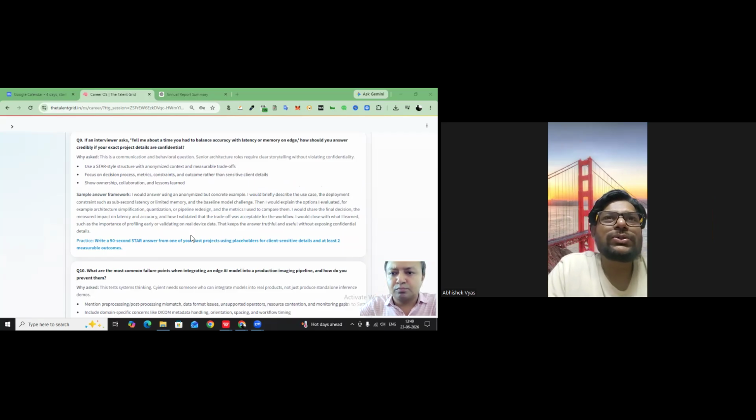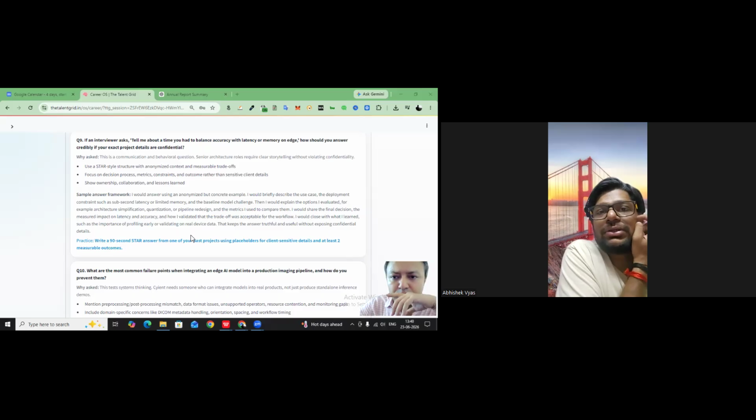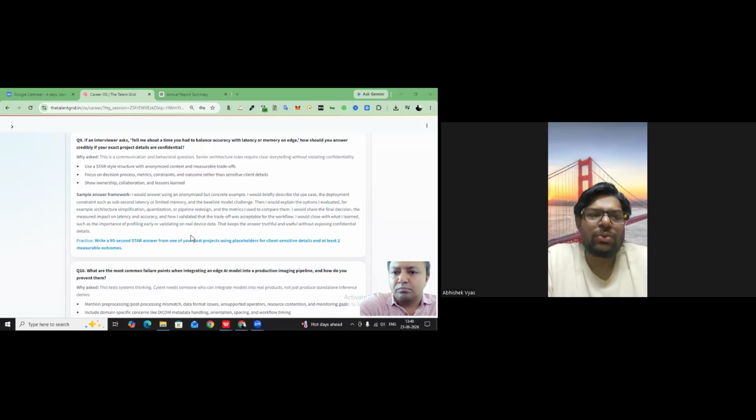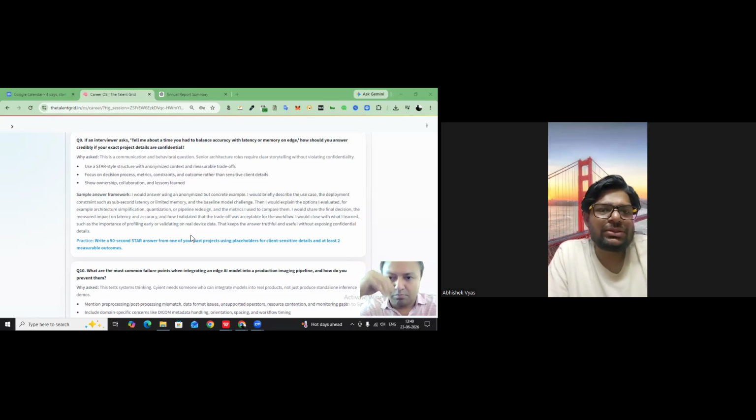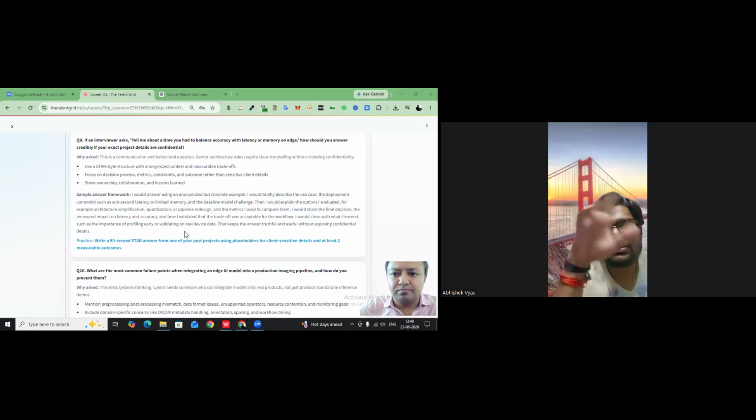I also collaborated with the platform engineers and the product stakeholders to define the acceptable thresholds. By doing this, we achieved the required latency target while staying within an acceptable range. The solution was accepted. Because the project details are confidential, I focused on the decision process and measurable trade-offs.